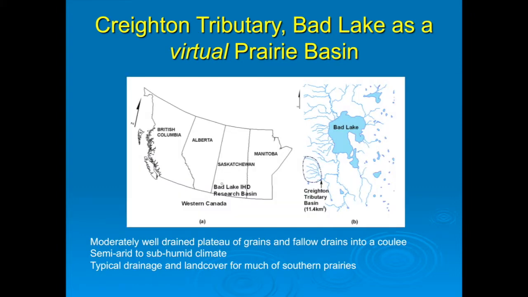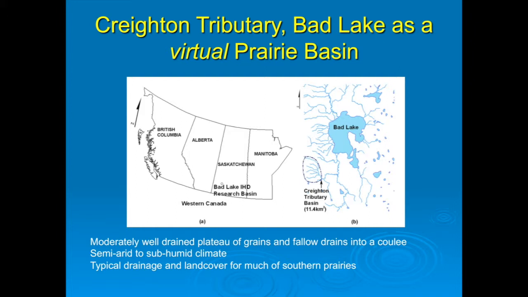Okay, so we'll go back to Bad Lake and some of the data from there. Bad Lake is sort of south of Rosetown, Saskatchewan. If you've driven between Saskatoon and Calgary and passed through the town of Fisk, it would be a few kilometers south of there. So it's in an upland moraine. It's internally drained, and there's an 11 square kilometer tributary, Creighton tributary, where we've had very detailed measurements and we're able to do some model testing and evaluation there.